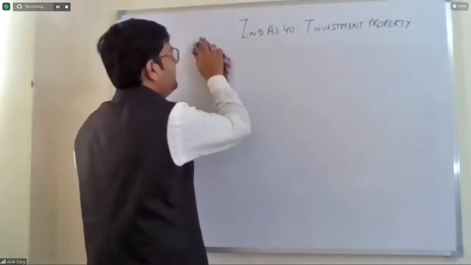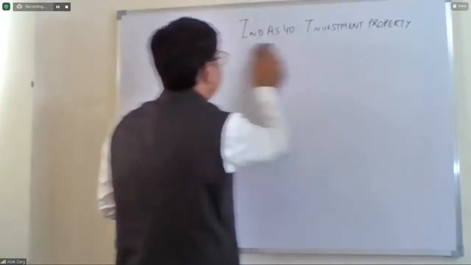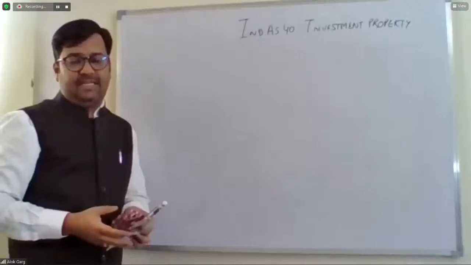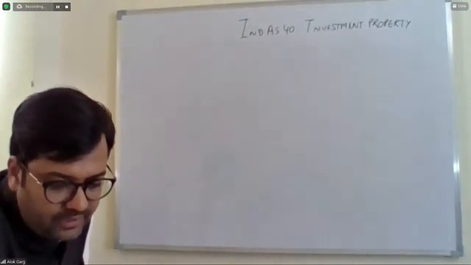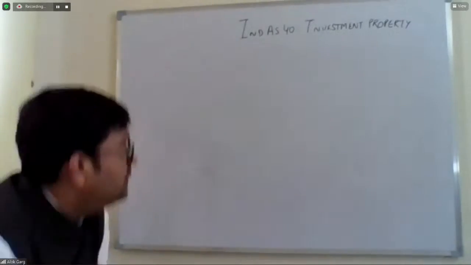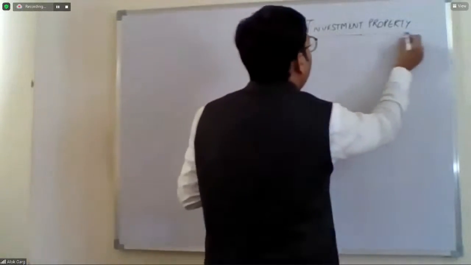The standard says that if the company has changed the use of the asset, okay, so the company has changed the use of the asset, then an entity shall transfer a property to or from investment property when and only when there is a change in use. And a change in use occurs when the property meets or ceases to meet the definition of investment property and there is evidence of the change in use. Okay. So what does it say? Now we are talking about transfers.